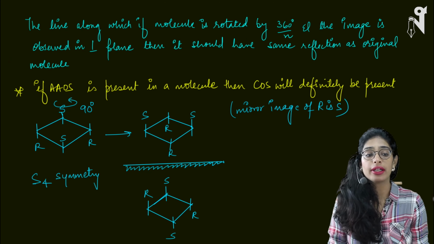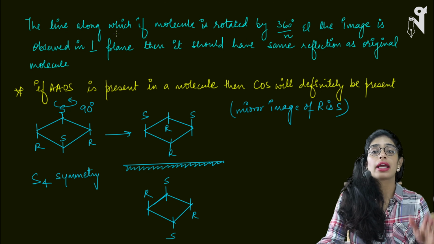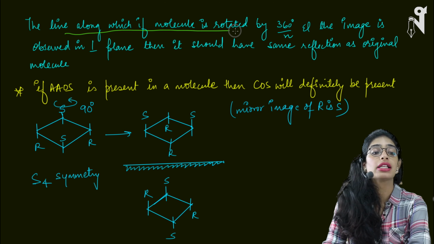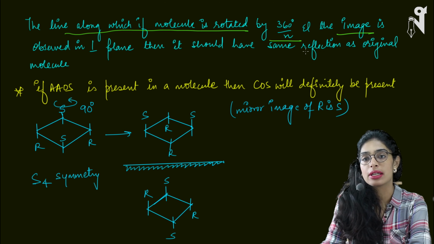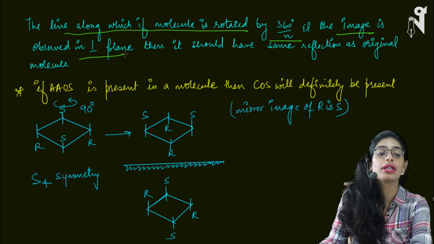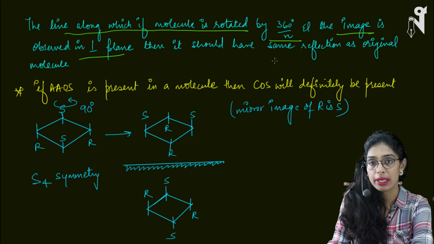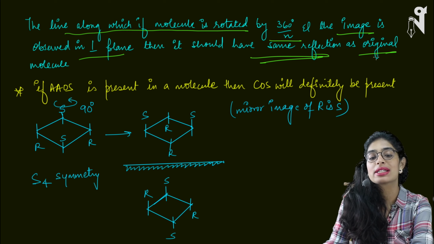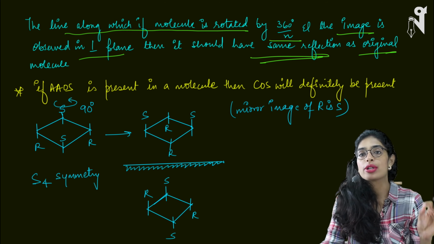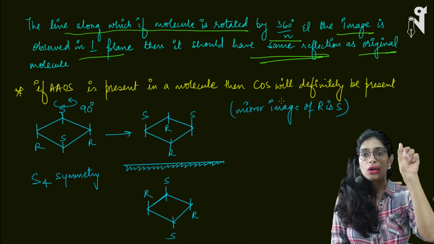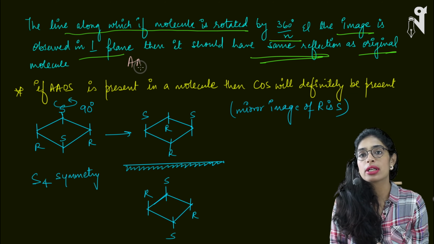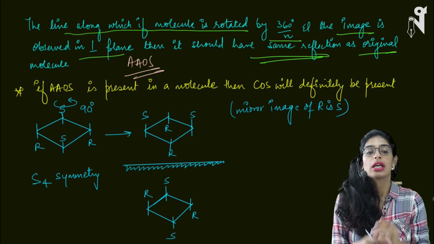So how can we define it? The alternate axis of symmetry is nothing but a line along which, if the molecule is rotated by 360 by n degrees and the image is observed in the perpendicular plane, it should give exactly the same reflection as the original molecule. If you get that after rotation on that axis, then that axis is called the alternate axis of symmetry.